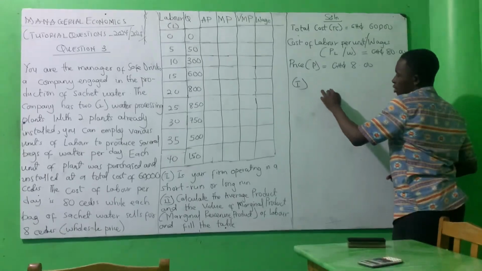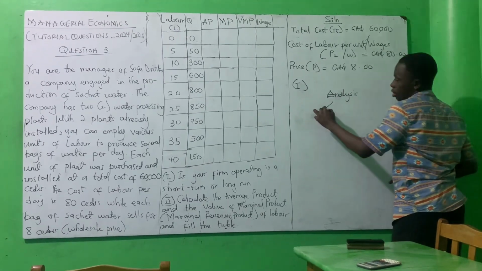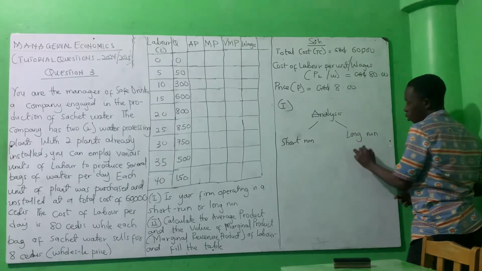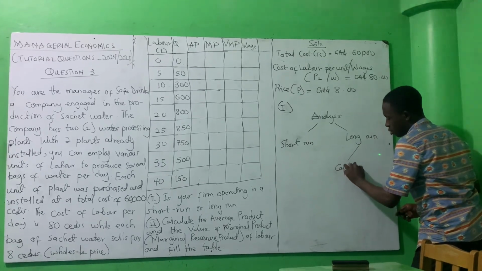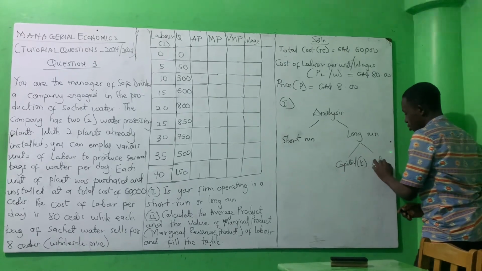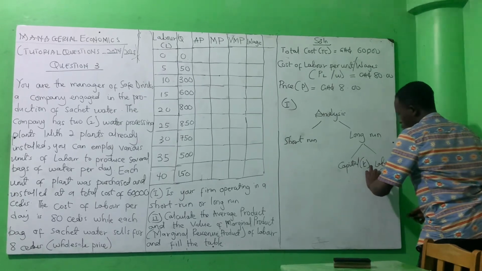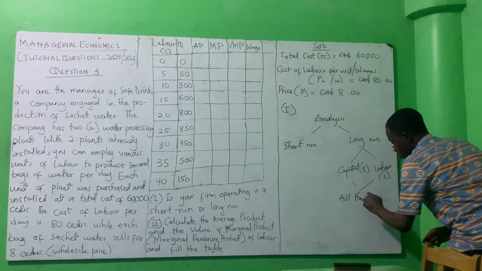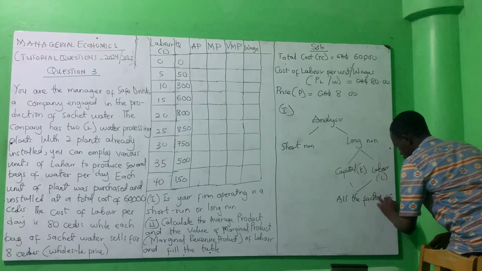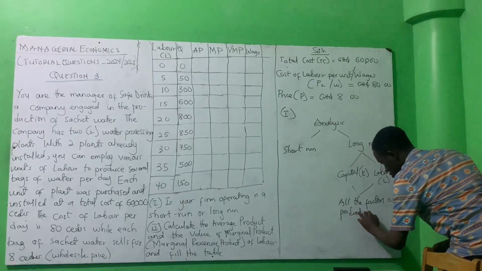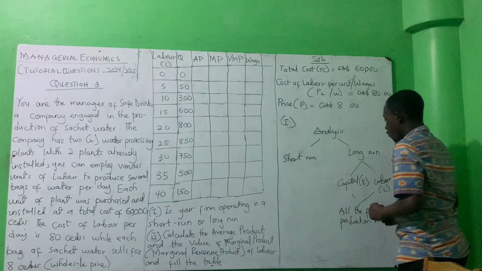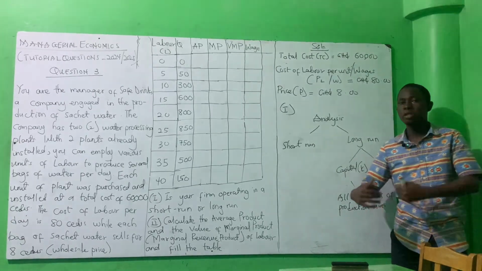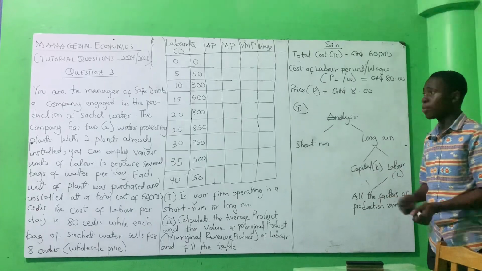Now, let me jot this down as analysis. We have short run and also long run. With the long run, we focus on capital, which is K, and labor, which is L. So with long run, since you are using labor and capital, all the factors of production vary. The factors of production are capital and labor. Capital is denoted as capital K, but if you are given cost per unit of capital, then that becomes PK. So one would ask, what if capital is not given in the question?